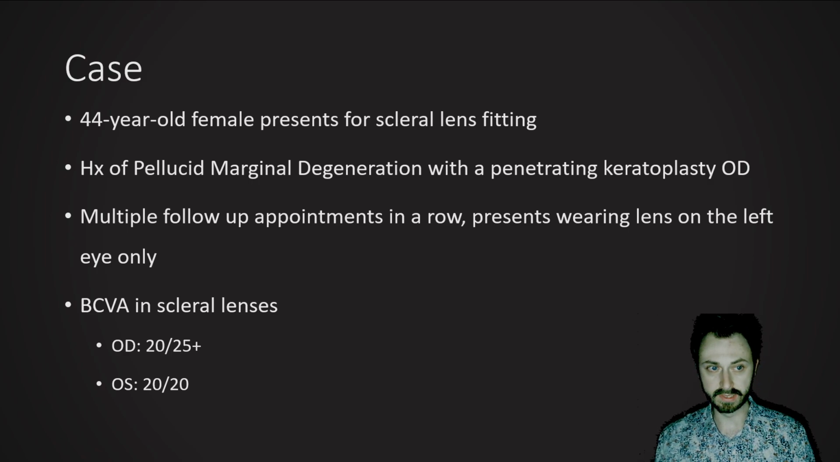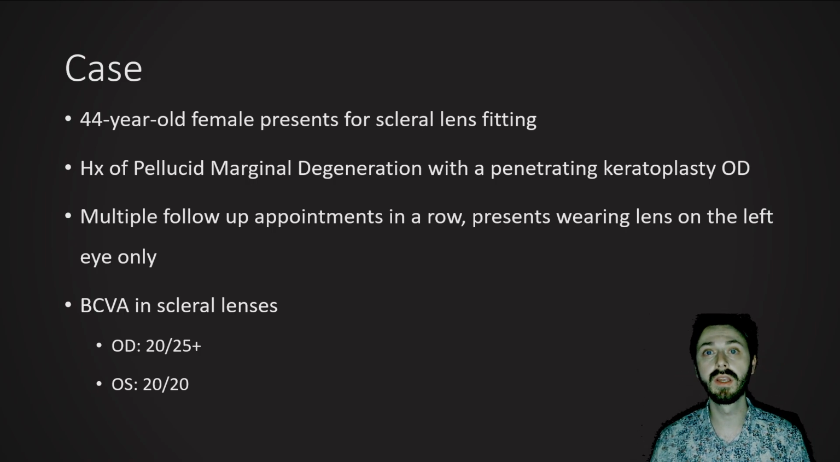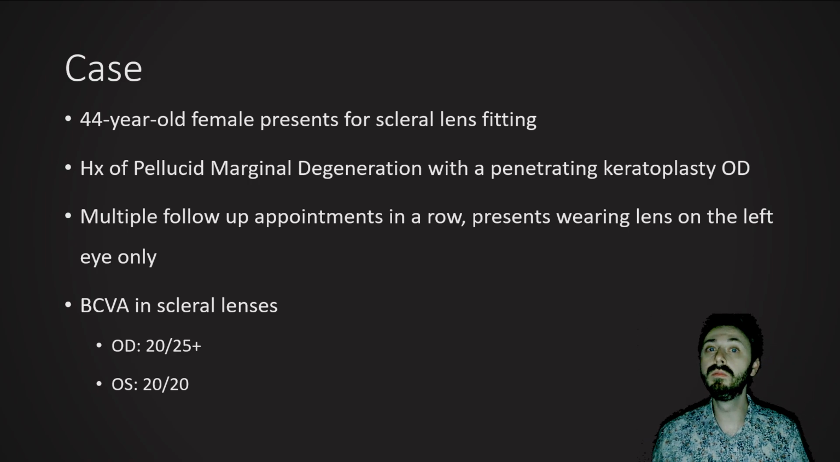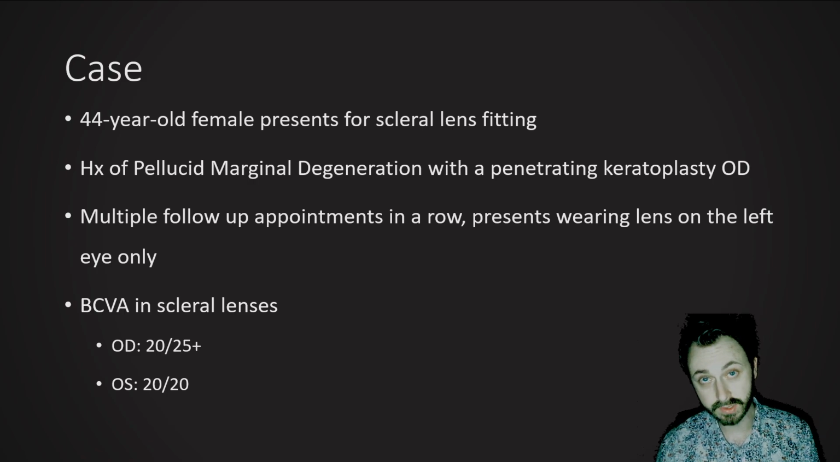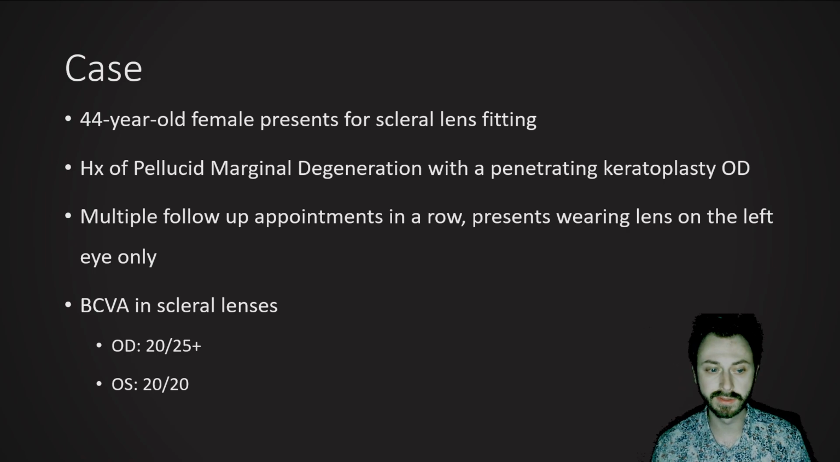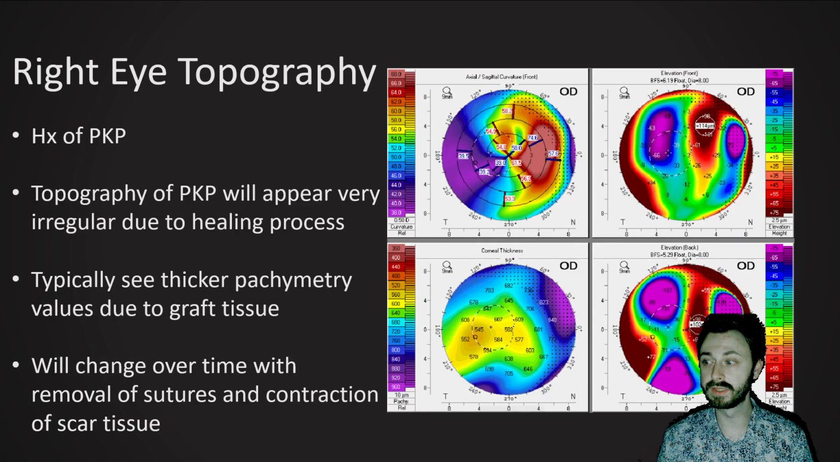So I wanted to walk through a couple cases. This first one is a 44-year-old female. She's coming in for scleral lens fitting. She does have a history of pellucid marginal degeneration, and then she had a penetrating keratoplasty, a corneal transplant, on the right eye. She's come to multiple follow-up visits, multiple revisions, wearing only her left lens. She says she's unable to tolerate the right lens. When we finally get her to put the lens on, her best corrected visual acuity in the right eye is 20/25 and the left eye is 20/20. Is that one line of difference enough for this patient to be unable to tolerate the scleral lens? Well, take a look at her topographies.